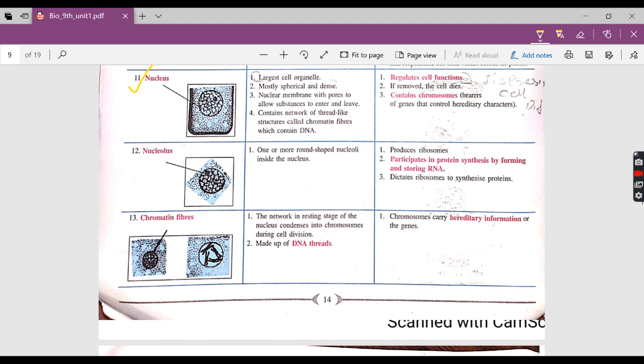Next we study about nucleolus, which are one or more round-shaped nucleoli inside the nucleus. Their main function is to produce ribosomes, participating in protein synthesis and dictating ribosomes to synthesize proteins. Next we talk about chromatin fibers. Chromatin fibers are made up of DNA threads, and they are the network in resting stage of nucleus.